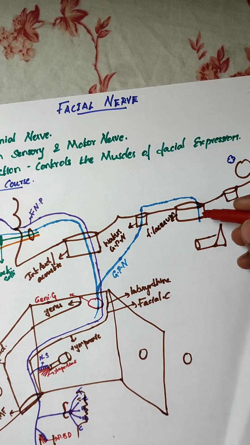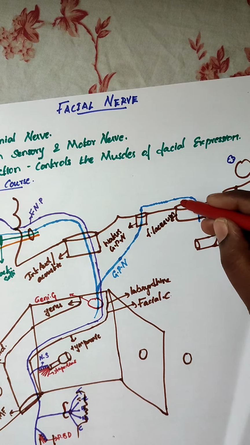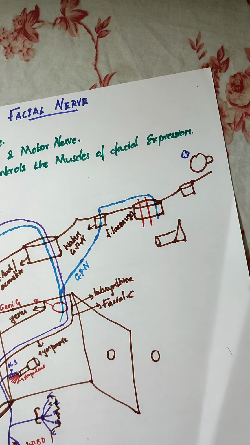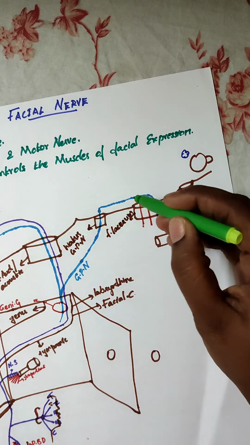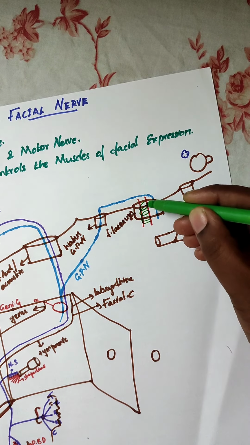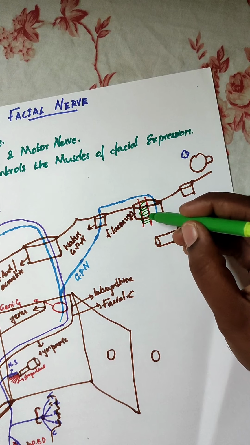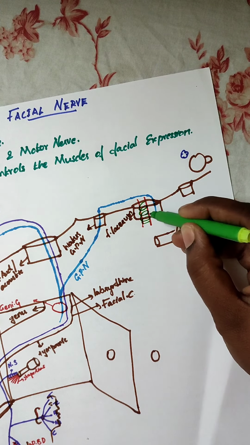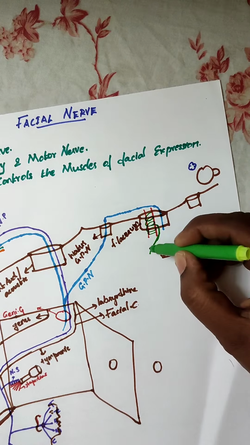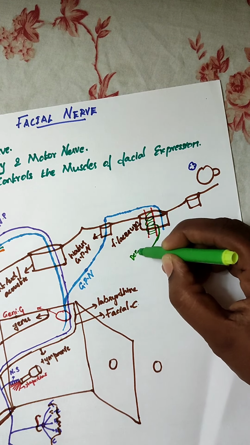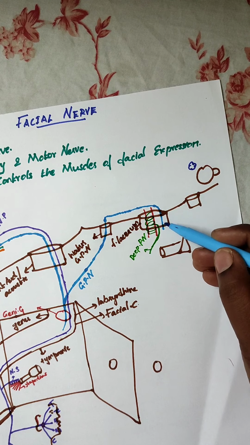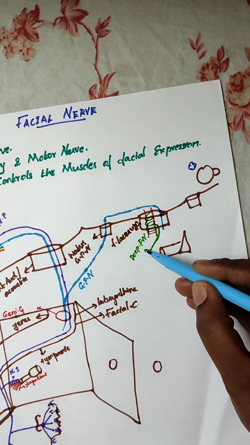Through the foramen lacerum passes an artery, the internal carotid artery. There is a plexus of nerves that surrounds the internal carotid artery. From this plexus of nerves arise sympathetic fibers, and these sympathetic fibers are known as the deep petrosal nerve. So the greater petrosal nerve is the parasympathetic nerve fiber, and the deep petrosal nerve is the sympathetic nerve fiber.